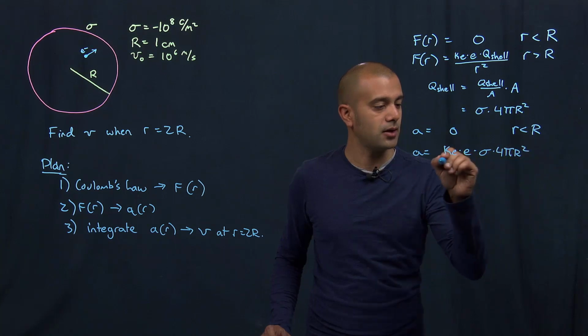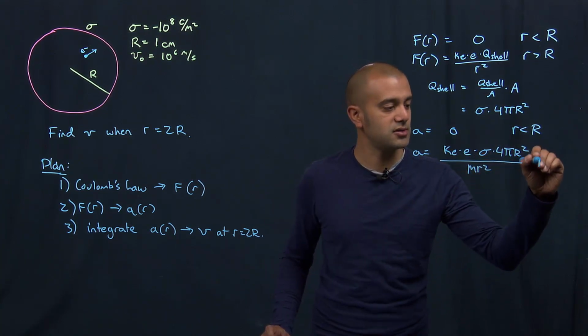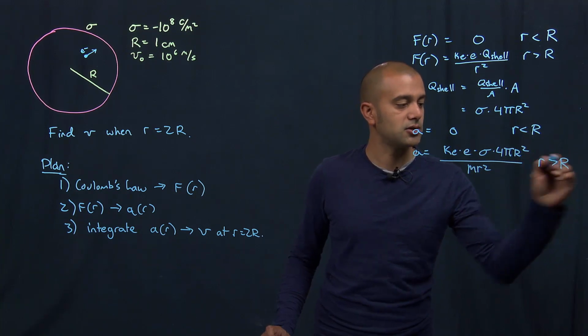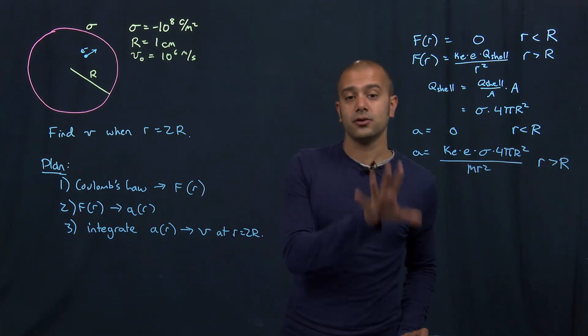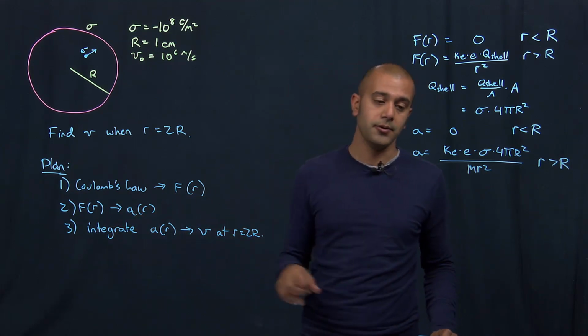And then you're still dividing by r squared. We're going to divide by m r squared to find the acceleration. So this is the acceleration outside of the charged shell. Now that we have an expression for the acceleration, the last part of the problem is to integrate this over a distance to find the velocity at the very end.